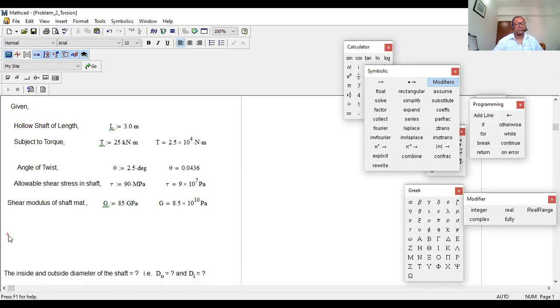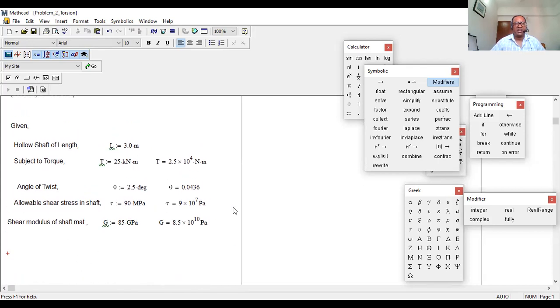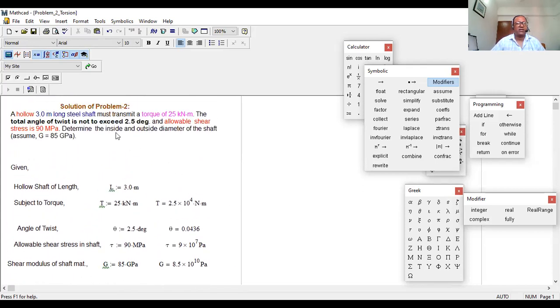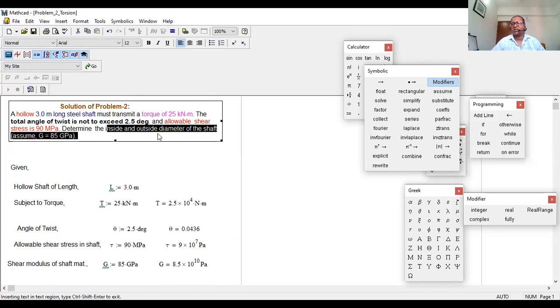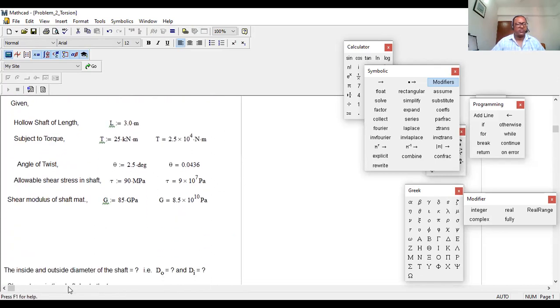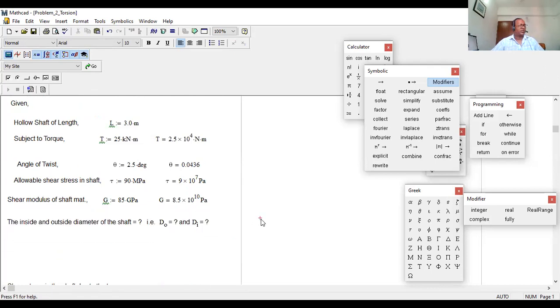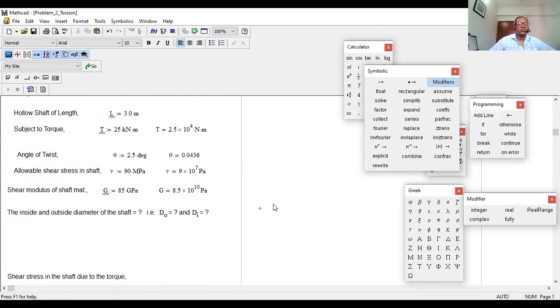Now, you need to know what you need to figure out. It's saying figure out the inside and outside diameter of the shaft. So how many unknowns do we have over here? You see we have two unknowns. So obviously we need two equations to solve.